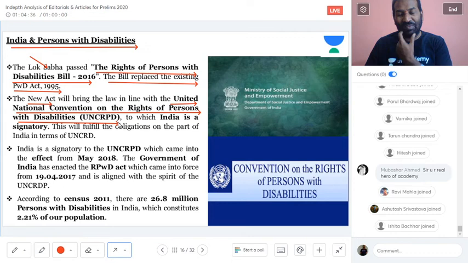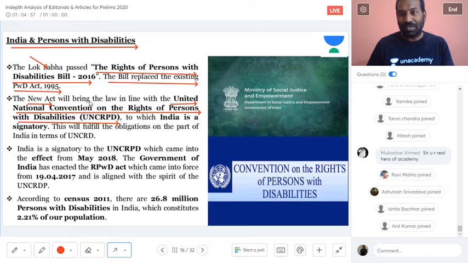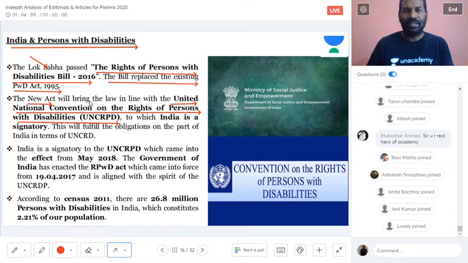This is very important from the prelims and also mains point of view. Please do understand, I will take 5 minutes, but these are crucial for prelims and mains. This act is in tune with the United Nations Convention. Conventions mean universal rules and regulations. That is the United Nations Convention on the Rights of Persons with Disabilities.